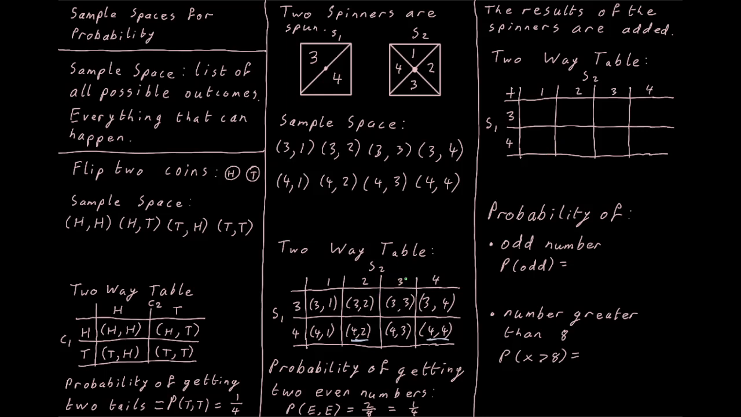Now this is one way of doing a two-way table, but we can also be asked to do a two-way table where we add the results of our outcomes together. This is a common way to use a two-way table that's a little bit different, and it means a two-way table is even more useful because it's quite difficult to do this just from a list. So in this type of two-way table, we're told that we have to add the results of the spinners.